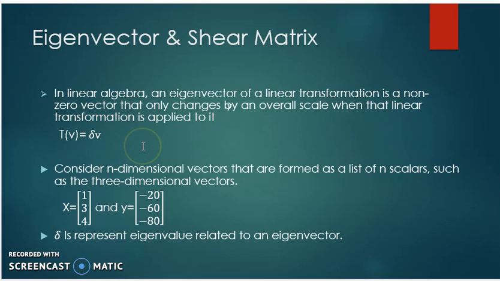Also, if we consider n-dimensional vectors that are formed as a list of n scalars, such as three-dimensional vectors, they can also be considered as eigenvectors. We can also call it a matrix, a 2 by 1 matrix or 3 by 1 matrix, meaning the column should always be 1 and the rows can be many. And lambda represents the eigenvalue related to an eigenvector.